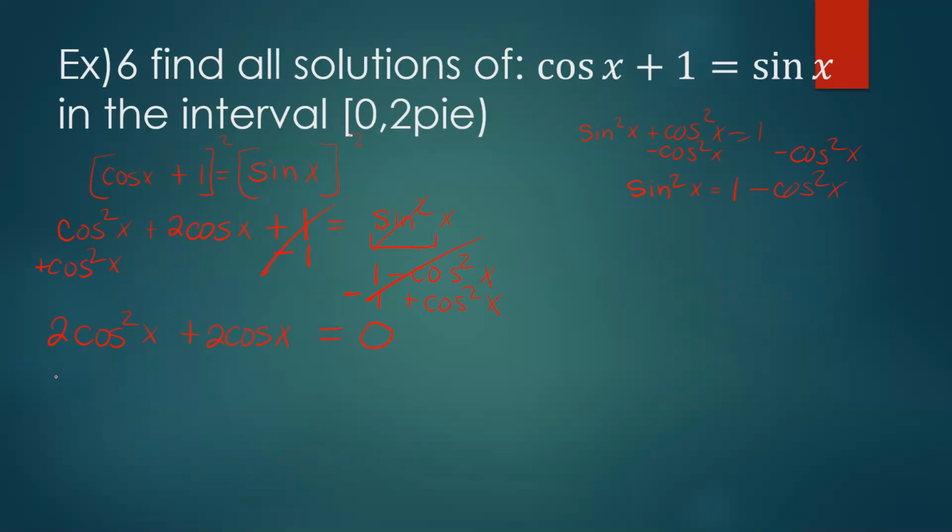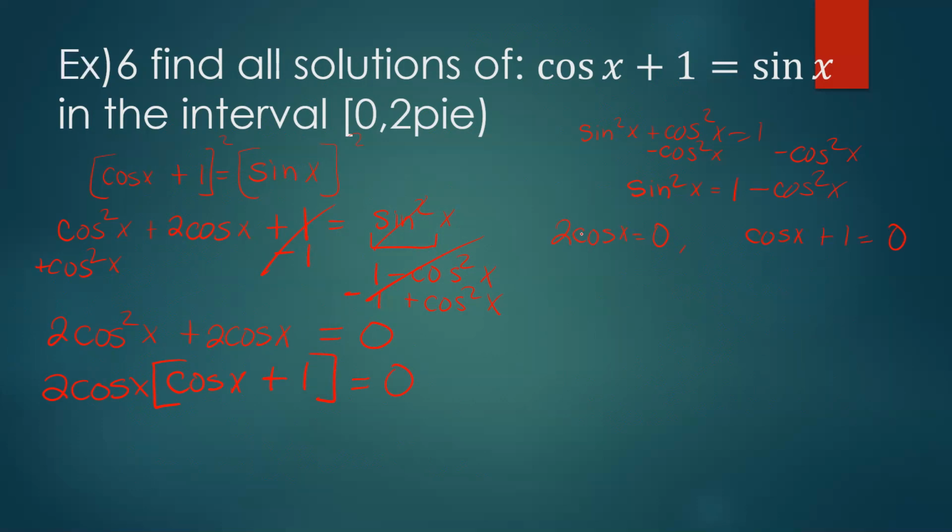I would factor, but always check if you can take anything out. Yes, you can. You could take out 2 things. You could take out a 2 and a cosine x, right? So you could take out 2 cosine of x. This would be cosine of x plus 1 in brackets equals 0. And then what you could do is set each factor to 0. So you have two equations. You could do 2 cosine of x equals 0. And the other one would be cosine of x plus 1 equals 0.